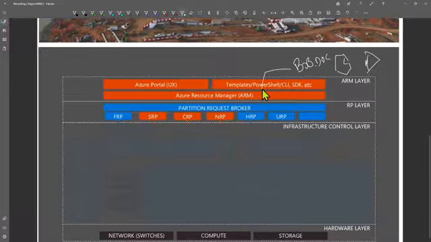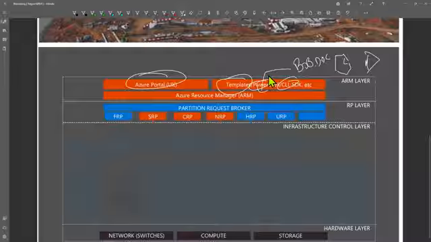It gets written through the ARM layer, and you can see I can interact with the portal. I can work with templates, PowerShell, REST APIs. I can do it programmatically. But you're going to connect it to a thing called resource providers. We don't talk a lot about this with customers.